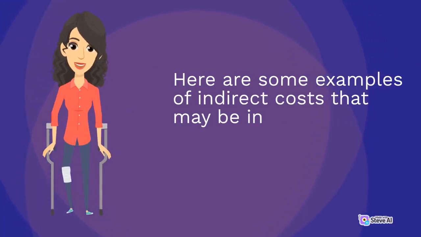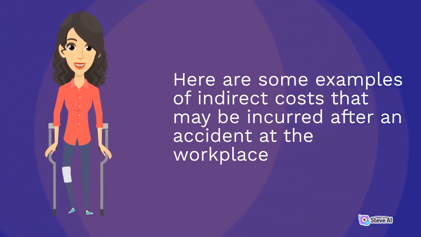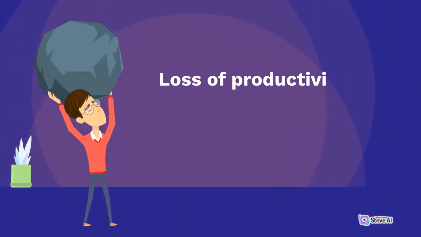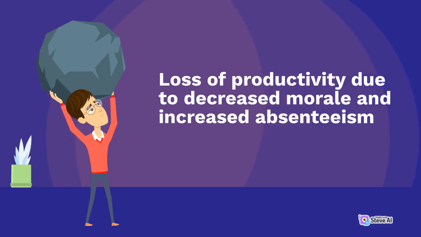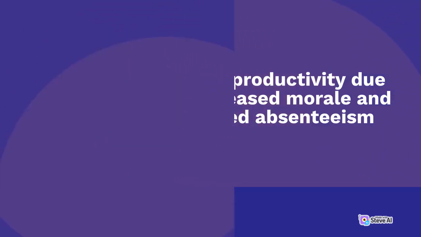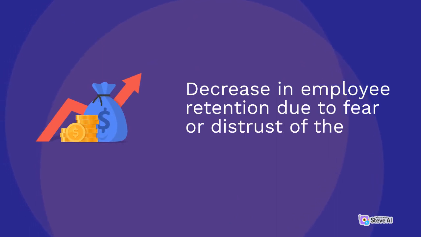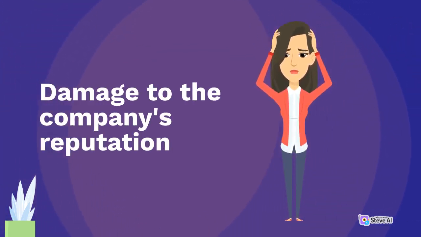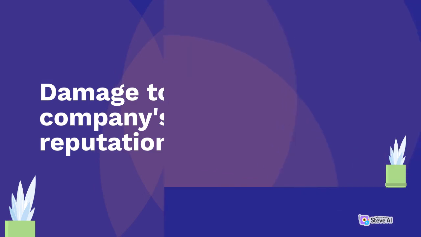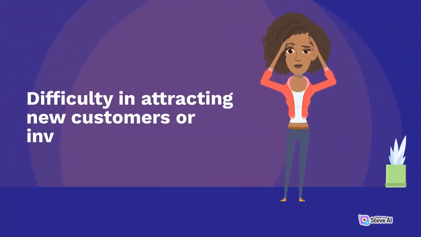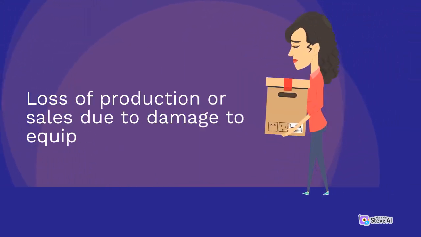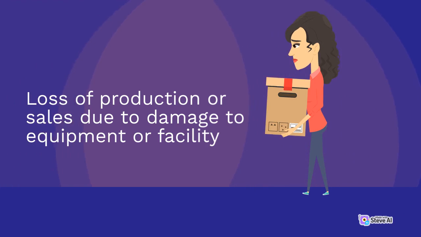Here are some examples of indirect costs that may be incurred after an accident at the workplace. Loss of productivity due to decreased morale and increased absenteeism. Decrease in employee retention due to fear or distrust of the workplace. Damage to the company's reputation. Difficulty in attracting new customers or investors. Loss of production or sales due to damage to equipment or facility.